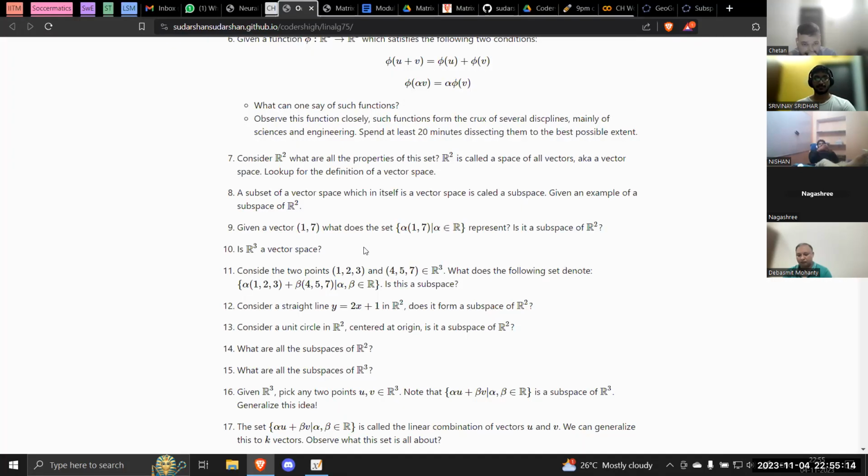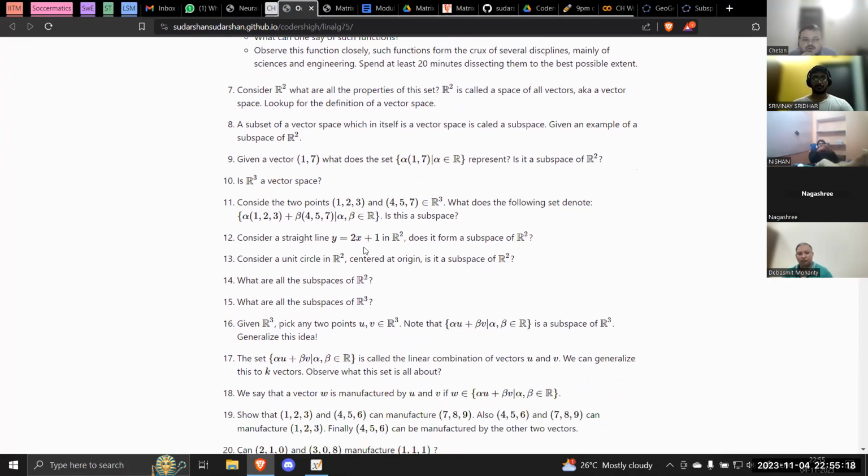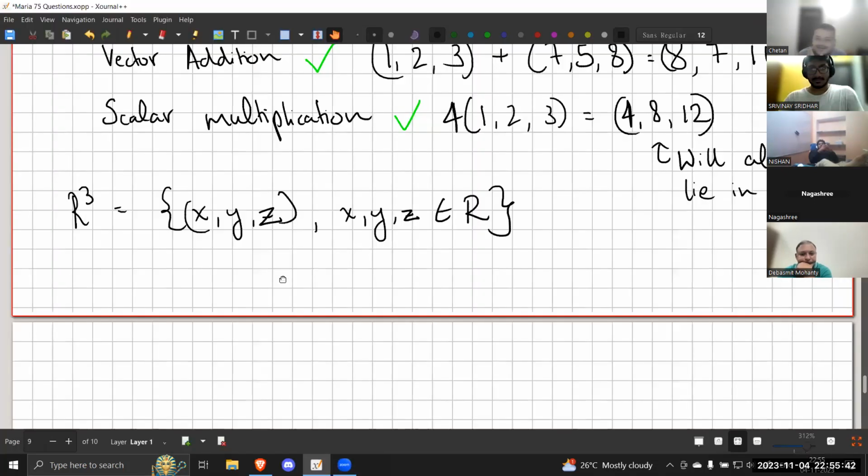What does the next question say? Consider the 2 points (1, 2, 3) and (4, 5, 7). What does the following set denote? Alpha times (1, 2, 3) plus beta times (4, 5, 7). Is this a subspace? Interesting question. Can anyone tell us?